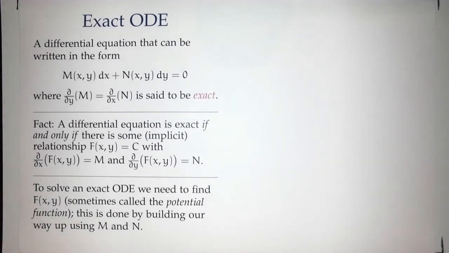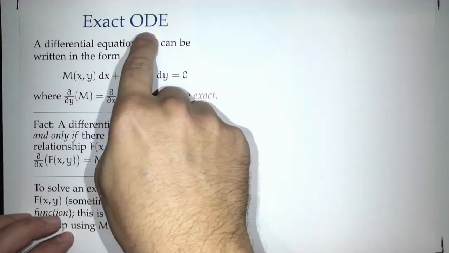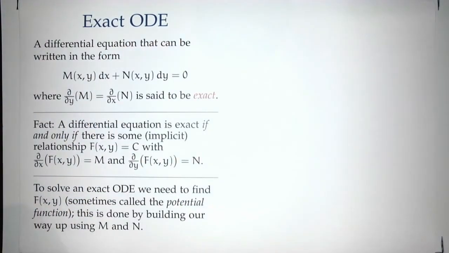We have separable. We can do first order linear. And today we're going to come up with a third one. And it involves something called an exact ODE. And ODE is shorthand for ordinary differential equation. And so what is that?